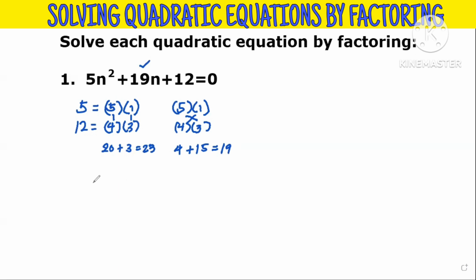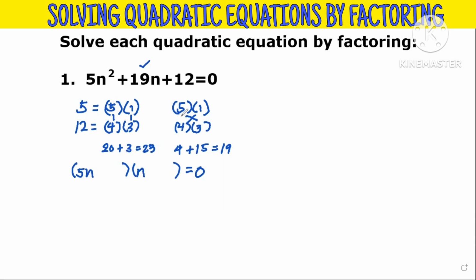Now, paano natin to gagamitin sa pag-factor? So, first, gawa tayo ng dalawang parentheses and then equate it to 0. The factors of 5n squared, since 5 and 1 tayo, are 5n and n. Now, the factors of 12 are 4 and 3. The problem is, saan natin ilalagay si 4? Dito ba o dito? At saan natin ilalagay si 3?